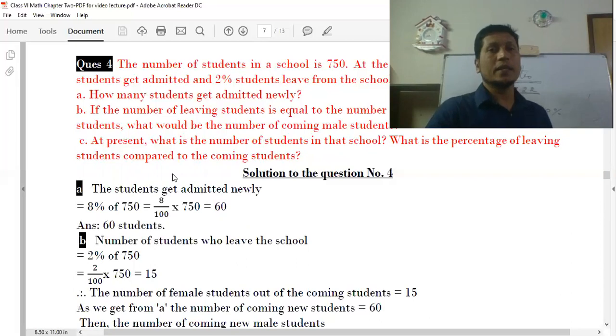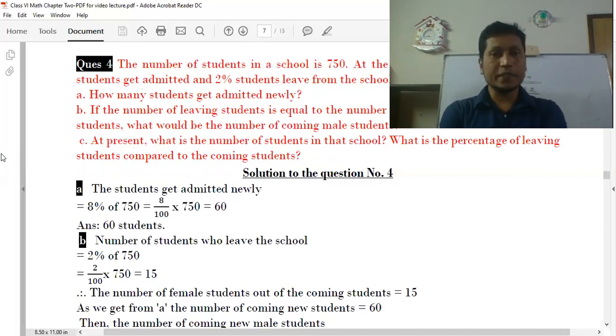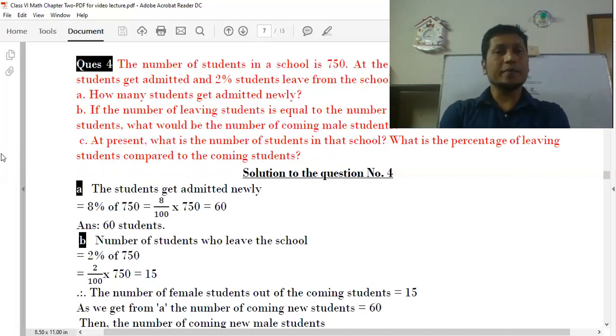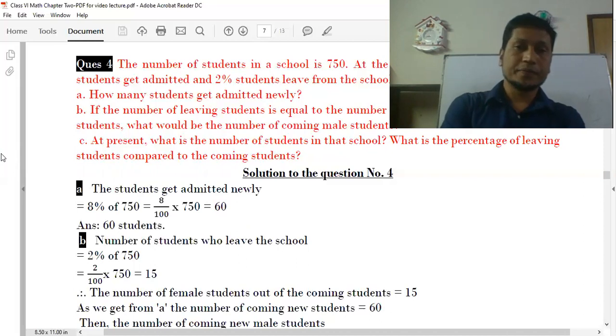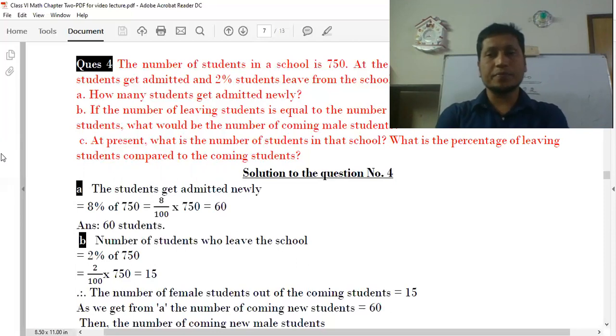Number 4 says the number of students in a school is 750. At the beginning of the year, 8% new students get admitted and 2% students leave the school. That is, there were 750 students in that school. At the beginning, 8% new students were admitted and 2% students left the school. So part A says, how many students get admitted newly? And part B says, if the number of leaving students is equal to the number of female students of coming students, what would be the number of coming male students?